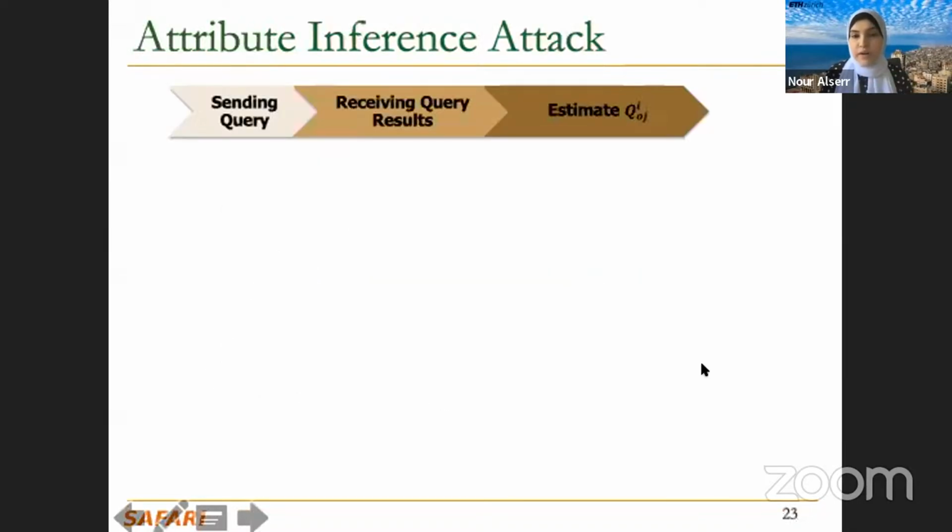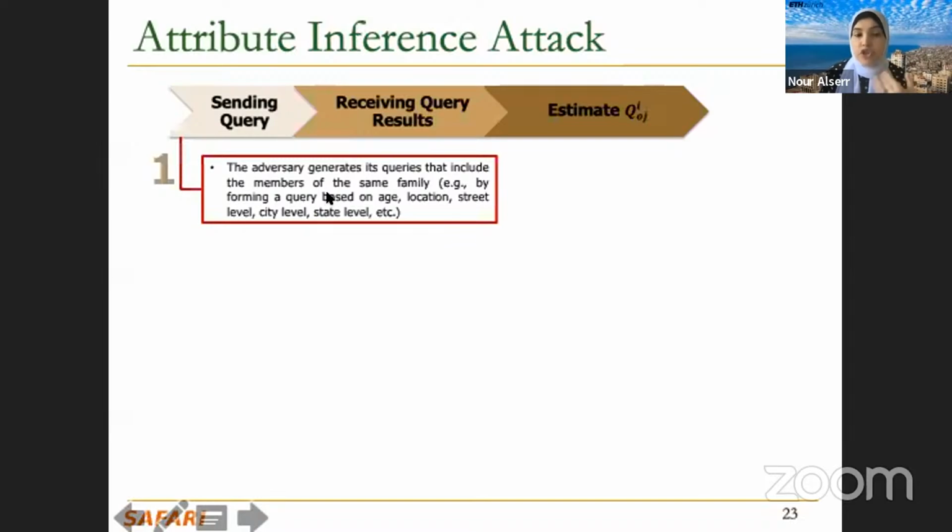How he could infer. Let's go for the algorithm. Again, the adversary generates a query that includes the members of the same family. Let's say he can ask for the sum value of SNP A for the people who live in Zürich. Then he knows that the family members are in Zürich, because he formed the query based on location, or sometimes he adds the age. So he will be sure that all the members will be included in the query result, right?